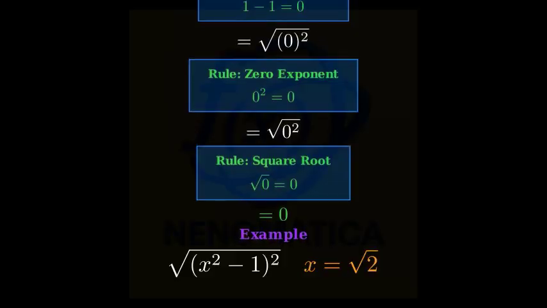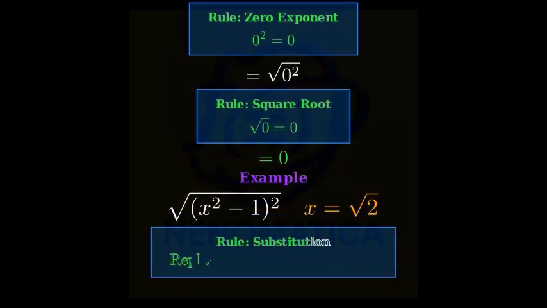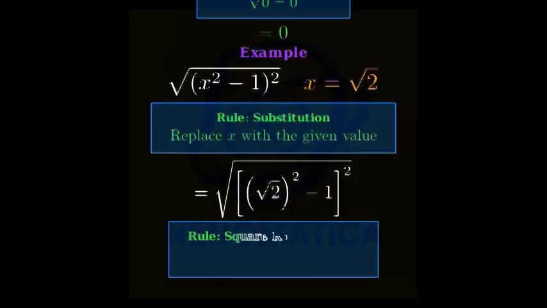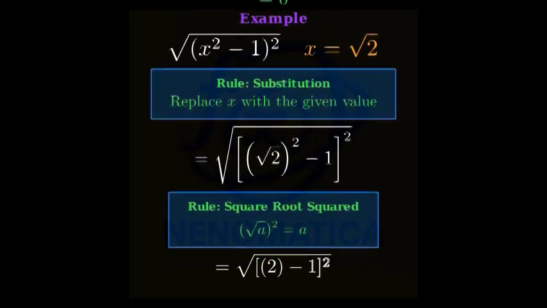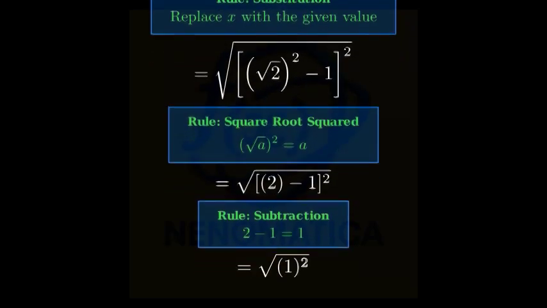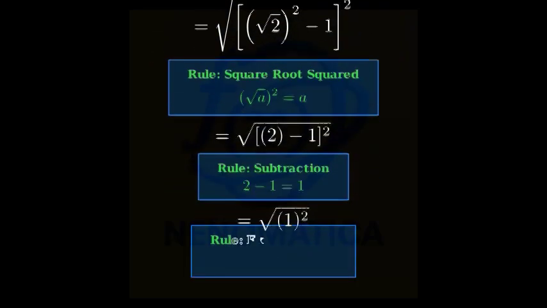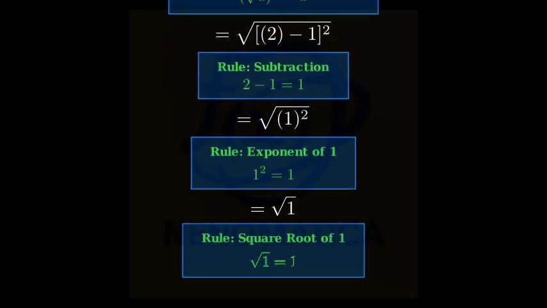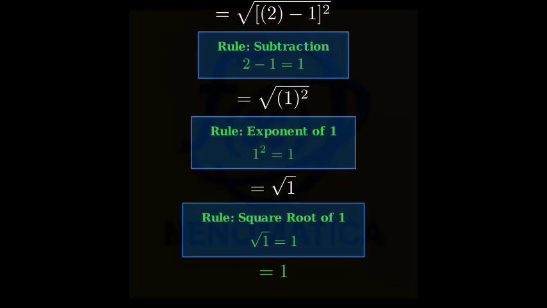We have the same expression, but this time x equals square root of 2. Let's start by substituting x equals square root of 2 into our expression. Now we simplify the square root of 2 squared, which equals 2. Next, we calculate 2 minus 1, which equals 1. Now we square 1, which equals 1. Finally, we take the square root of 1, which equals 1.